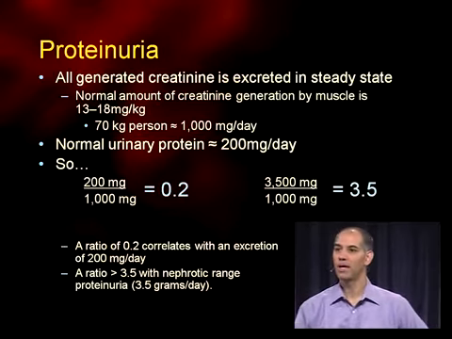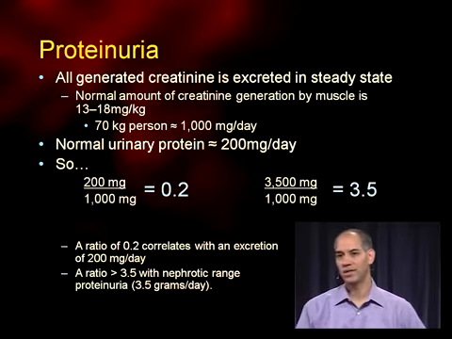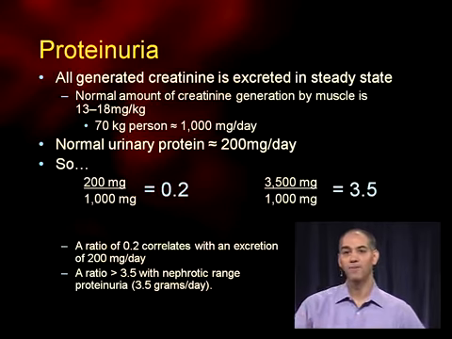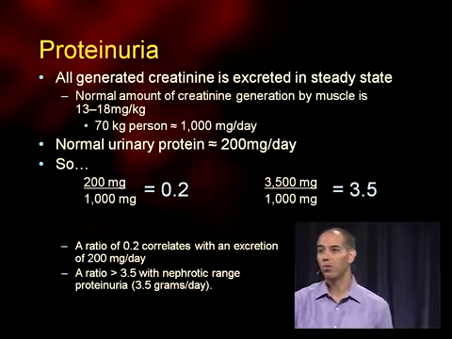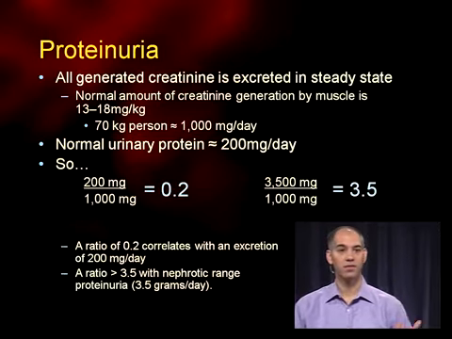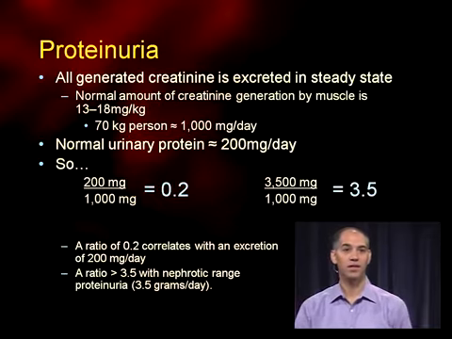The theory behind a protein-creatinine ratio is that if your serum creatinine is in steady state, it doesn't matter if your creatinine is 0.4 or if it's 3. As long as your creatinine is 3 today and 3 tomorrow, all of the creatinine that your body makes in a day is excreted in that day. And so we can normalize the amount of protein to the creatinine that comes out.